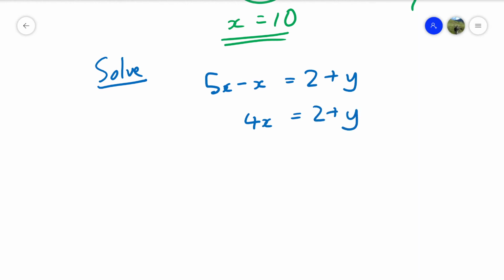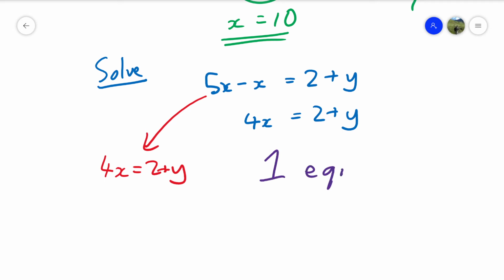Have a go in your own time. There's 2 equations there. Or are there? Let's simplify the top equation. Oh, 5x minus x is 4x. We effectively have exactly the same equation repeated, which means we only have one equation and we have 2 unknowns. Therefore, not possible.